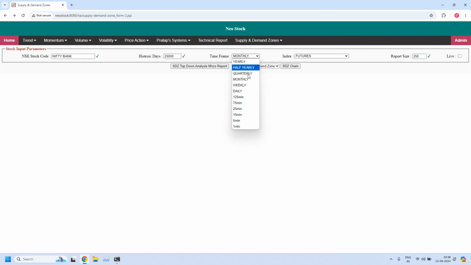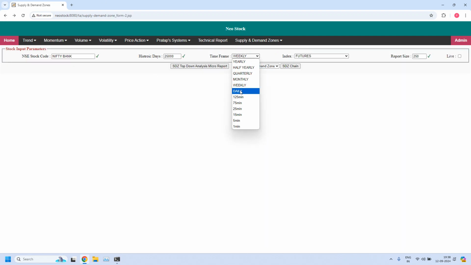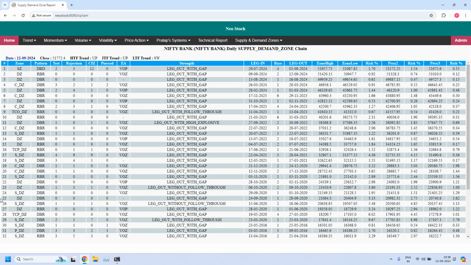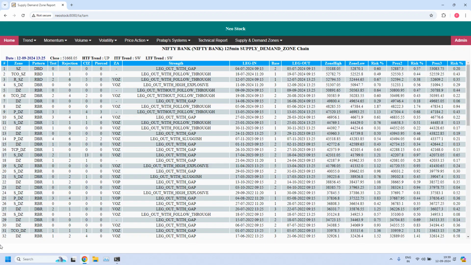Next time frame is weekly. I am generating weekly supply demand zone chain for BANKNIFTY. Next time frame is daily. I am generating daily supply demand zone chain for BANKNIFTY. Next time frame is 125 minutes. I am generating 125 minutes supply demand zone chain for BANKNIFTY.